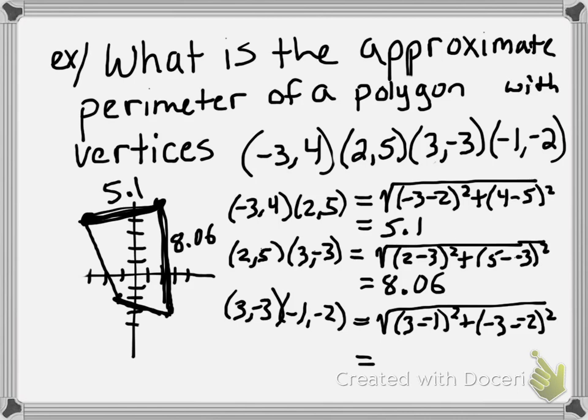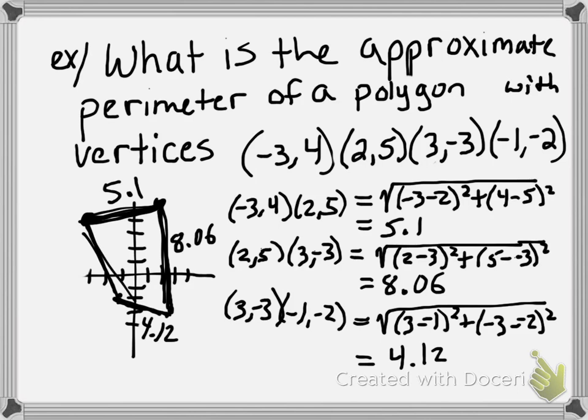And again, we just type that in our calculator. So (3 minus negative 1) squared plus (negative 3 minus negative 2) squared. Then I get 4.123, so probably 4.12 is fine. So this side is 4.12.